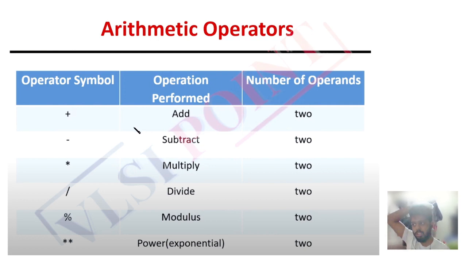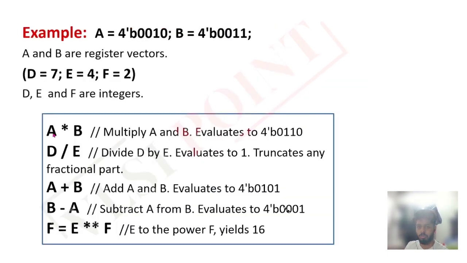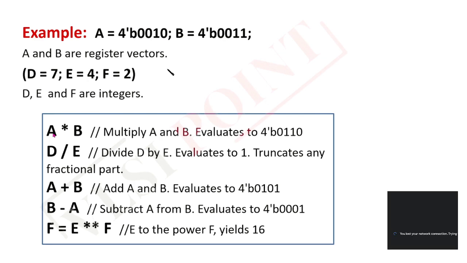First, the add operator, with the plus symbol, adds two operands. The minus operator subtracts two operands. This operator symbol multiplies two operands, and this one divides two operands. This one is modulus, which gives the remainder value, and this operator is used for the exponential form between two operands. Here is an example of an arithmetic operator.